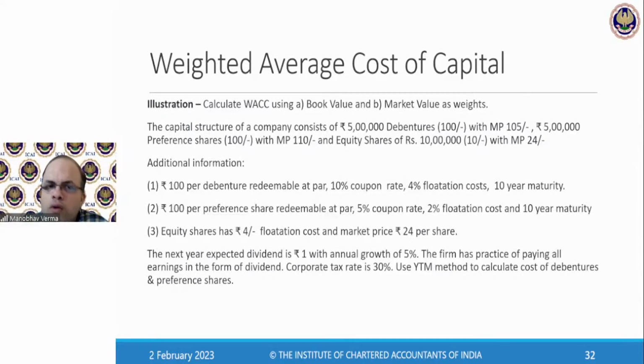1/4 and 3/4. Okay, the capital structure of a company consists of 5 lakh debentures with a market price of 105. Mind you, this will be important for us for the market value as a base for the weights. Then preference shares and equity shares, and they're giving you some additional information about these for debentures, preference shares and equity shares.